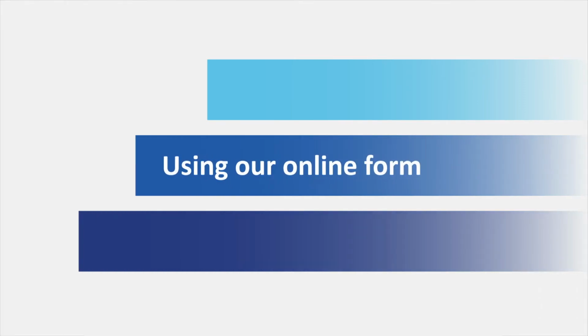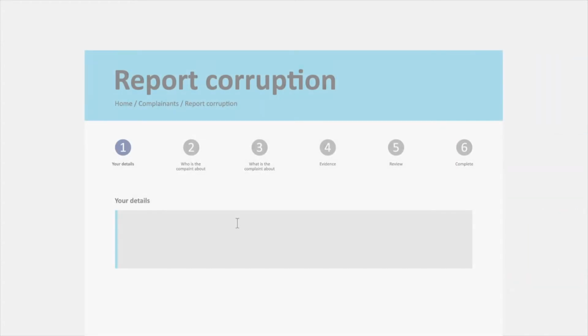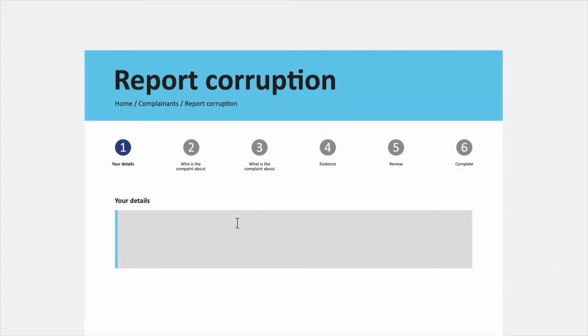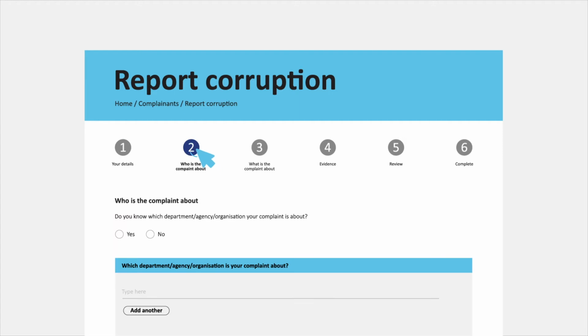Let's look at some key areas of the online complaint form. You'll be asked to provide details about yourself. You don't have to tell us your name, but if you wish to remain anonymous, it is a good idea to use an alias or a de-identified email address. Be aware that an anonymous complaint may be more difficult to investigate. We'll ask you who is the complaint about and what the complaint is about.